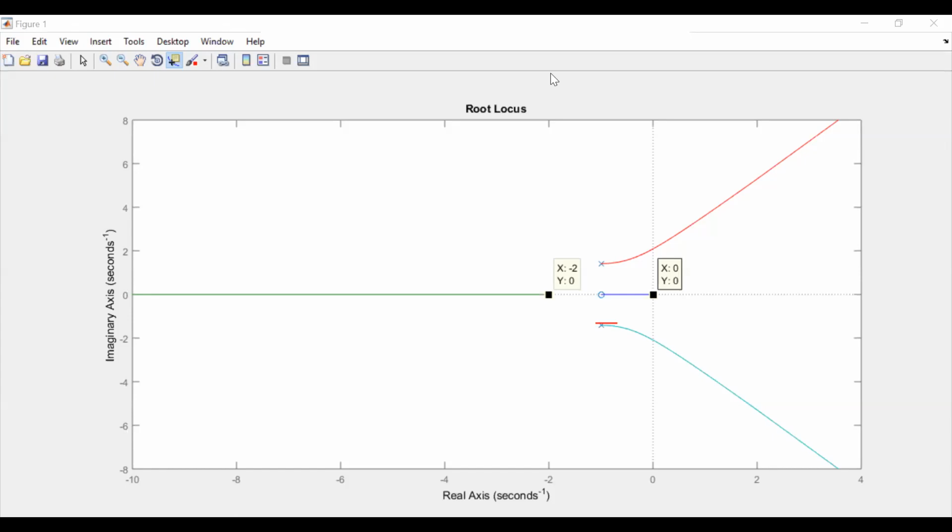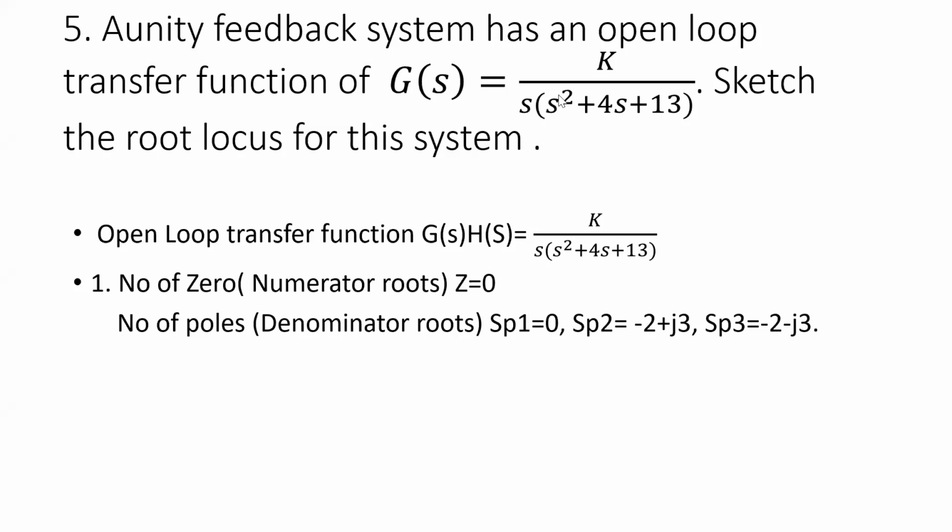Okay, now coming to the next problem. Let us go to the next problem. Yeah, the 5th problem.